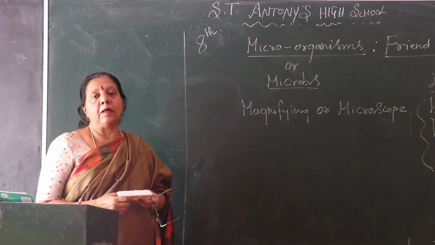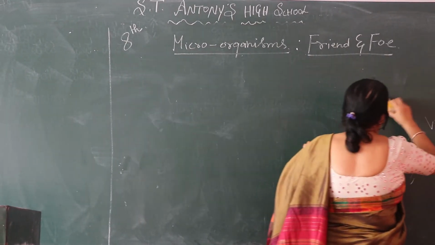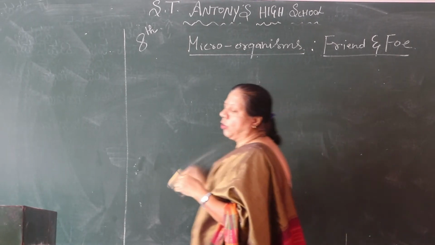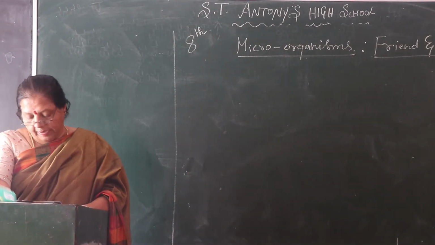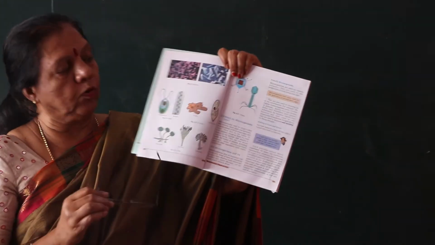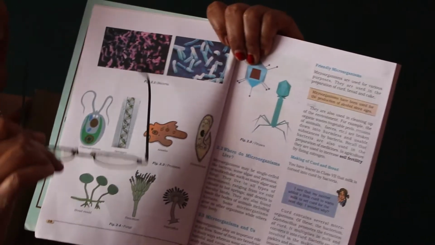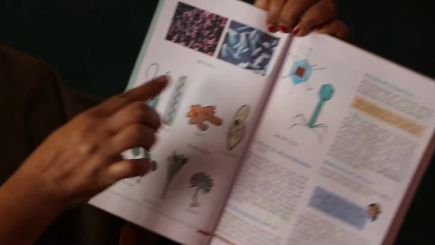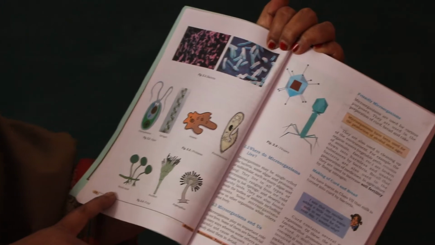Where do microorganisms live? That we should know. In our day-to-day life, where do these microorganisms live? Microorganisms are single-celled, like bacteria, given in our textbook. These are all microorganisms that live in our surroundings. They have named them also. So you must know, this is a bacteria. See, small children, this is a bacteria. This is spirogyra, amoeba and fungi and bread mold, etc. They have given. No problem, you go through all this.